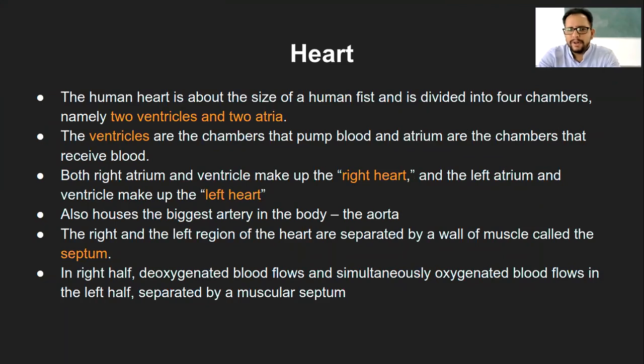Now, this first point we already know. The heart is divided into 4 chambers, that is upper 2 chambers and lower 2 chambers. The upper ones are specifically called atria. Individually, that is called atrium, and the plural form is atria. And the lower chambers, the left and right lower chamber, individually are called ventricle. So there are 2 ventricles and 2 atria.